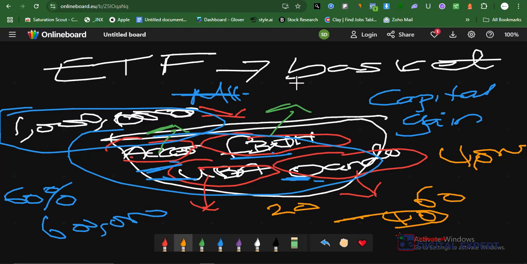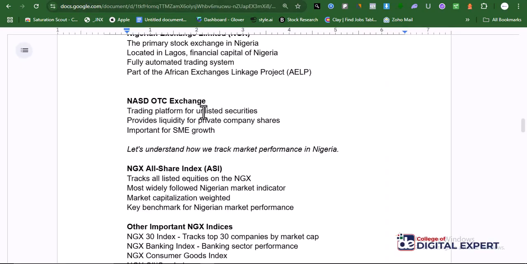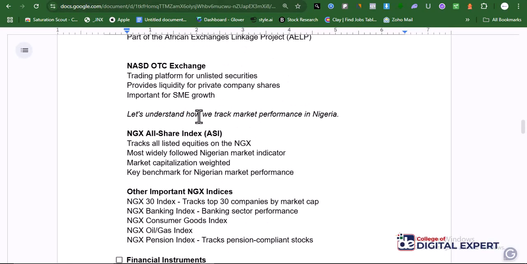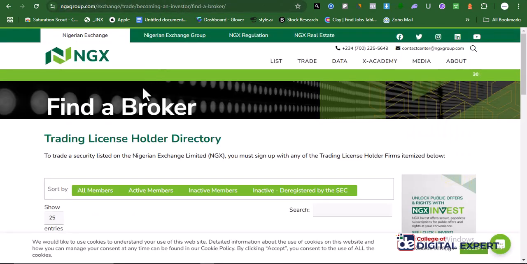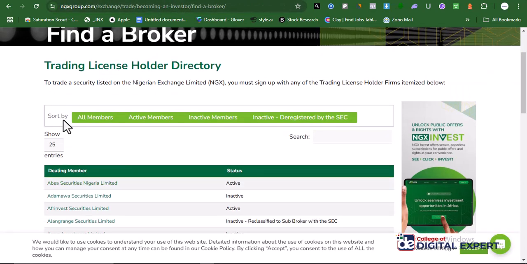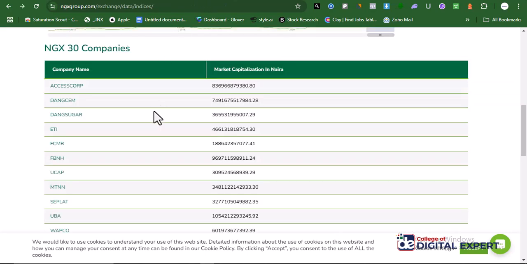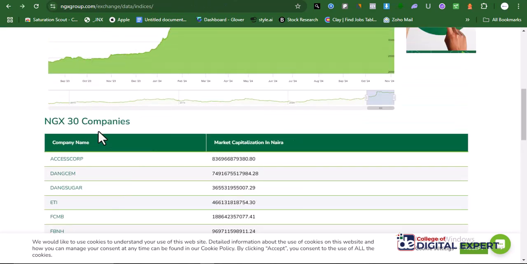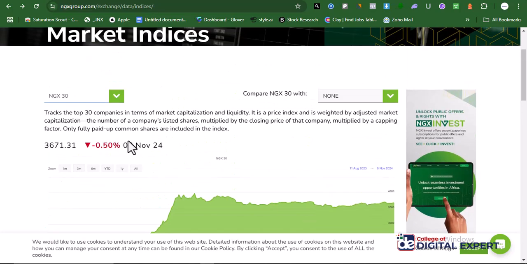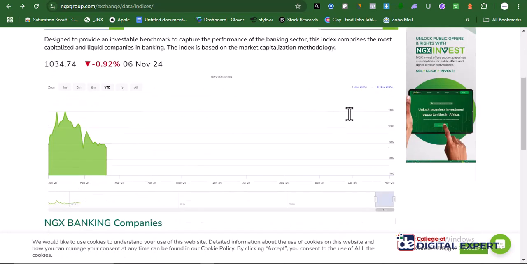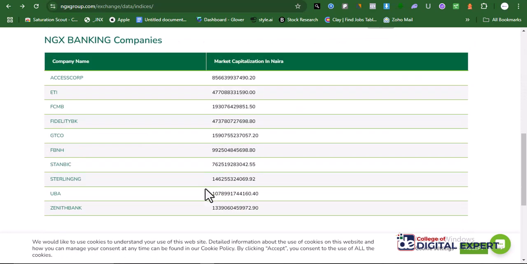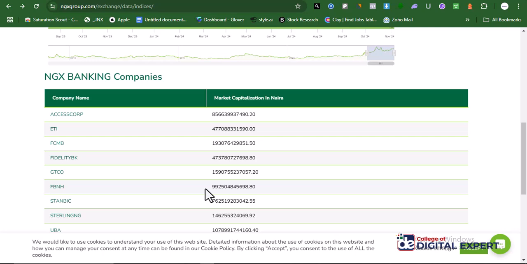So we decided to talk about ETFs, and I hope you understand what ETFs are all about. Now going back, we are trying to talk about the NGX All Share Index, and also let's look at different ones. We've looked into the NGX 30 companies. It means the top 30 companies of the country. We have NGX Banking. What does that mean? It means top banks in Nigeria that are listed under this particular basket, under this ETF.